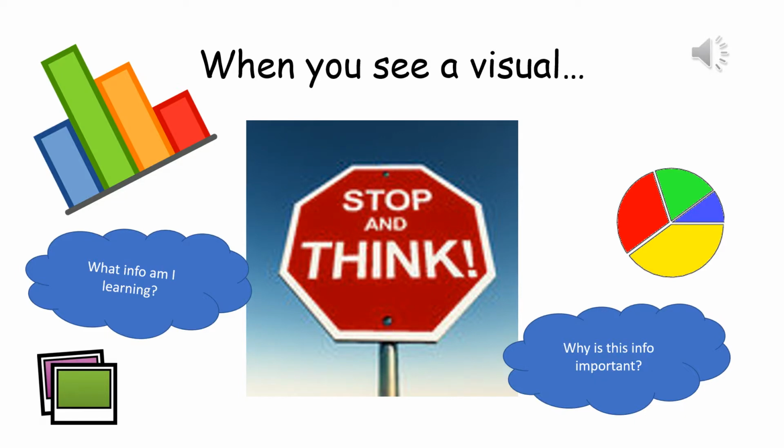The strategy we're going to use today to gather information is called the Why a Visual strategy. When you see a visual, such as a graph, a chart, a picture, a diagram, and so on the page, stop and think, what information is this visual giving me? Why is this information important in this section?